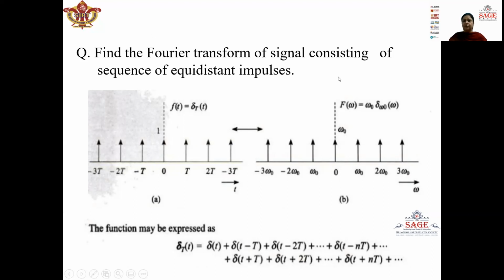Here we will find the Fourier transform of a signal consisting of a sequence of equidistant impulses, which is represented by delta with subscript T and dependent on the time parameter. Here subscript T is used because this train of impulses is periodic with period capital T. Now this train of impulses can be represented as delta(t) plus delta(t minus T) plus delta(t minus 2T) plus delta(t plus T) plus delta(t plus 2T) and so on.